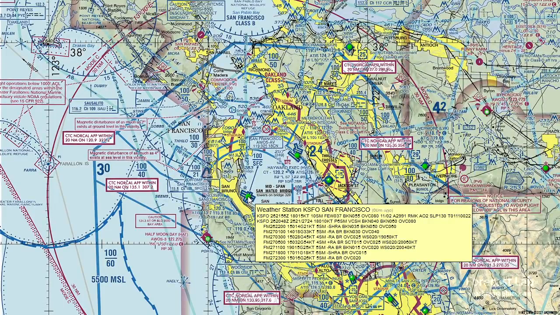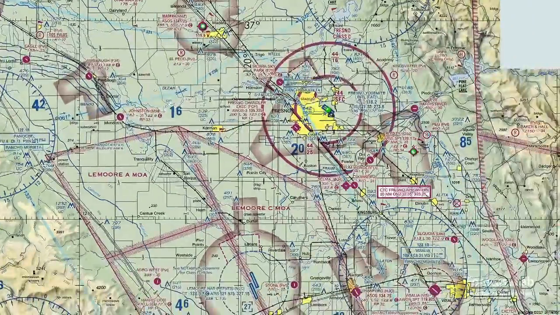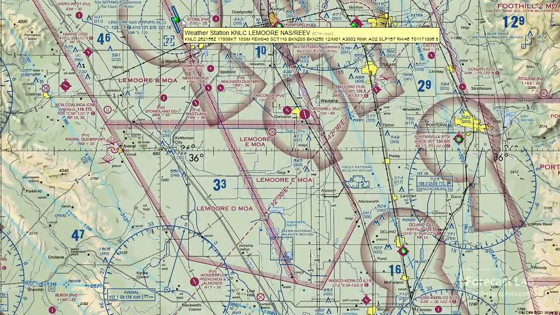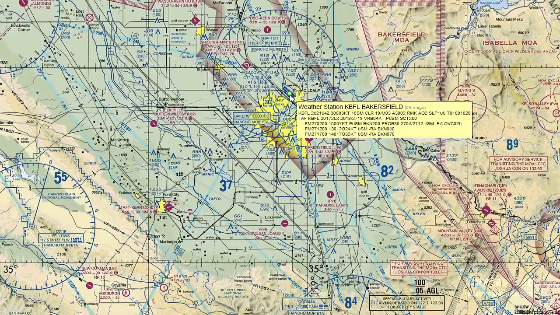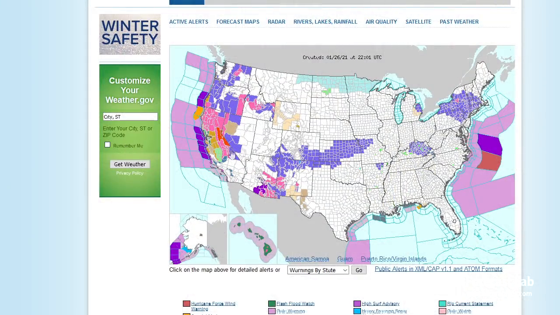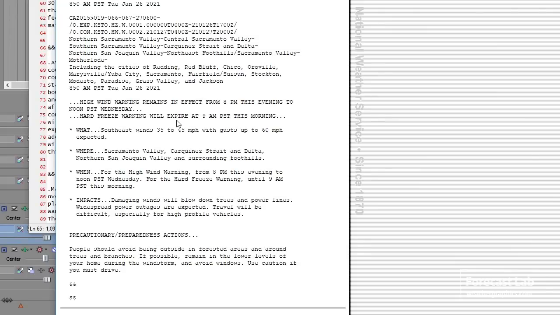Gust to 54 knots, that's going to be up near 60 miles an hour, and it's all rain. And then just really quickly, the impacts down the valley towards Fresno, gust up to 23, and then Bakersfield, 32 knots. Okay, so that's the story in California. And you can see a lot of warnings out for California, right around Sacramento. High wind warning. And there's the high wind warning, 35 to 45 miles an hour sustained, gusts to 60, and damaging winds, widespread power outages are expected.